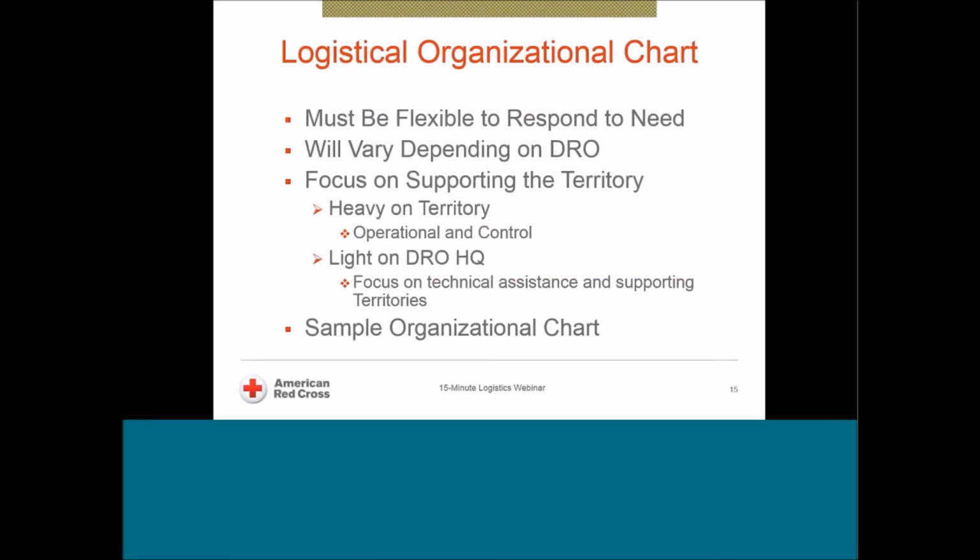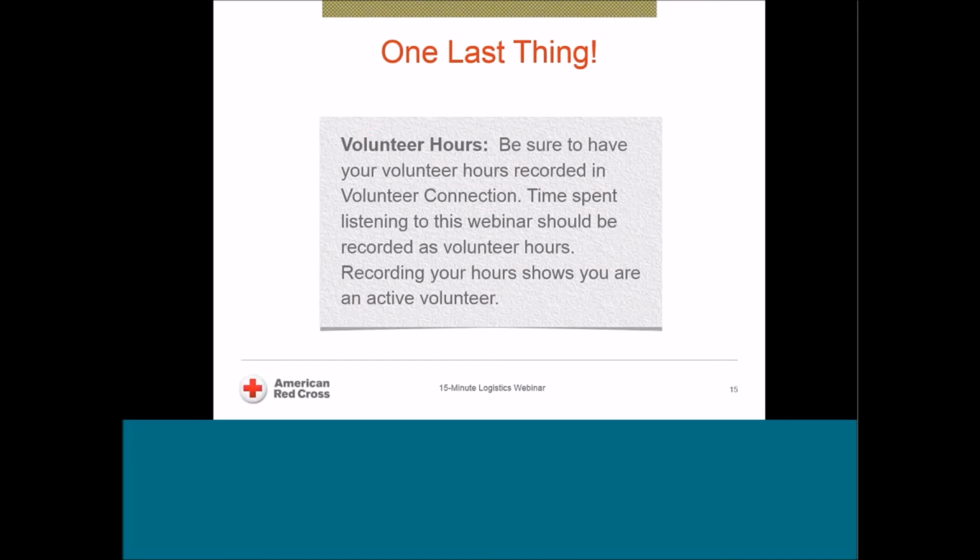Just keep in mind as we look at the logistics organization that we need to push people out to the territories as much as we can, as close to the client out there and supporting the other groups as best as we can. And then the DRO headquarters will be a very light organization that's there to provide technical assistance in supporting the territories. So that's the presentation for today.